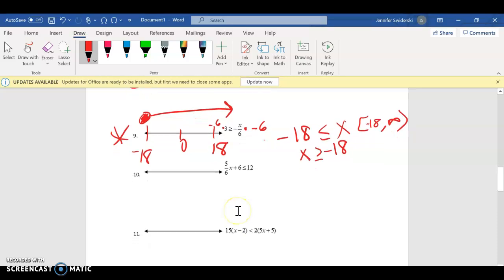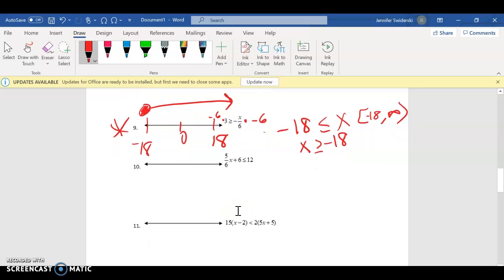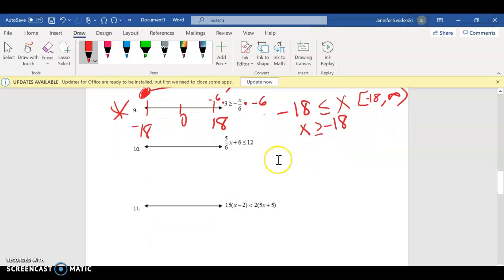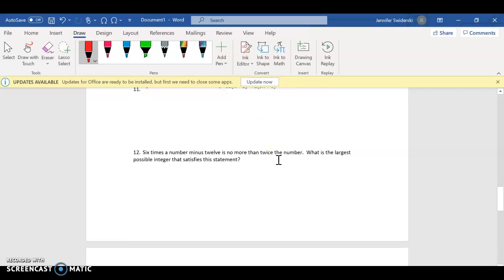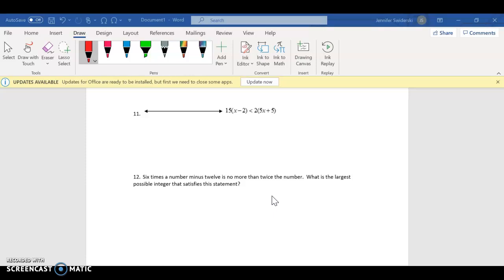All right. I'm going to have you guys try number 10. I'm going to have you guys try 11. And I'm going to hop in on 12 with you. So main ideas on these word problems. Number 1, read and highlight your key information.